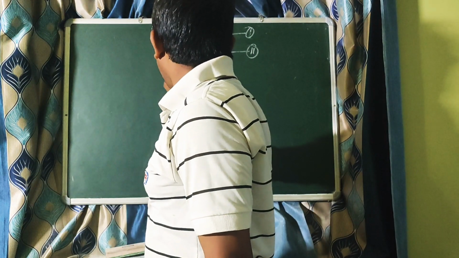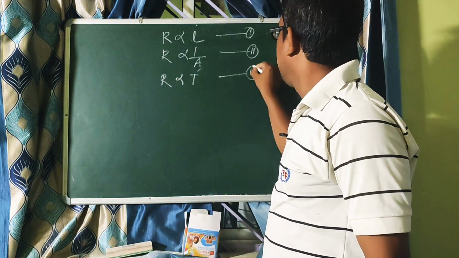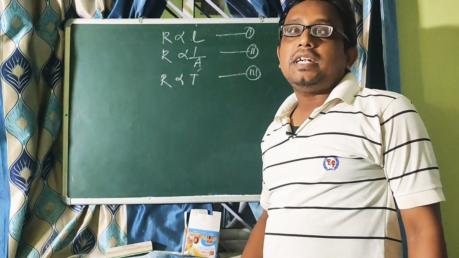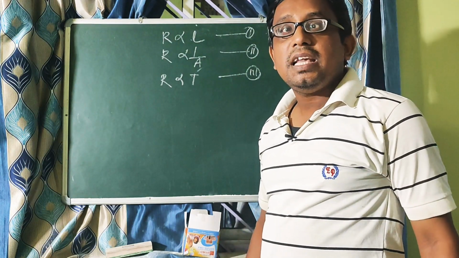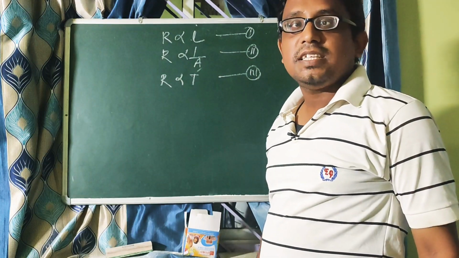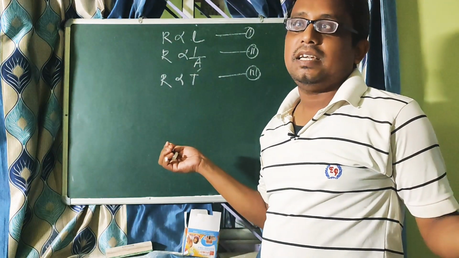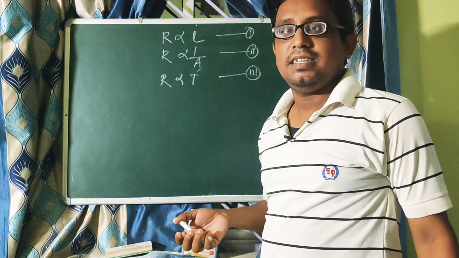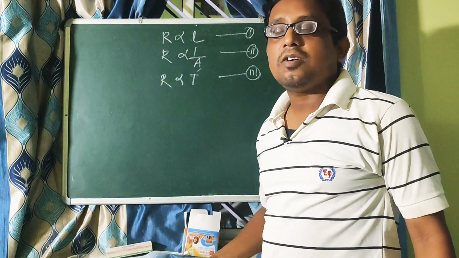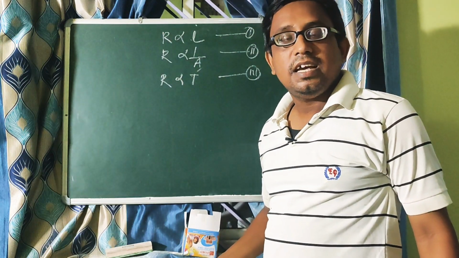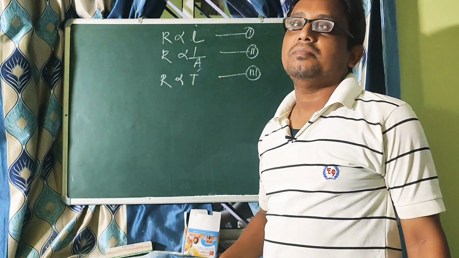Number 3, R is directly proportional to temperature. This is number 3. So when temperature increases, you might have read about thermal expansion. Thermal expansion is the process by which the bodies or the objects expand by the application of heat. So when the temperature increases, the conductor expands. When conductor expands, its length increases. As its length increases, obviously the resistance increases. That means when temperature increases, the resistance increases and vice versa.